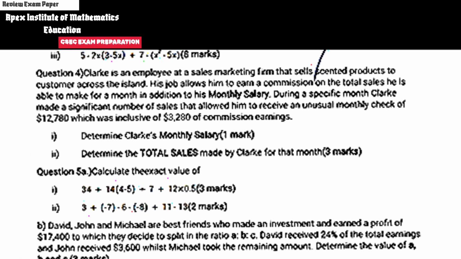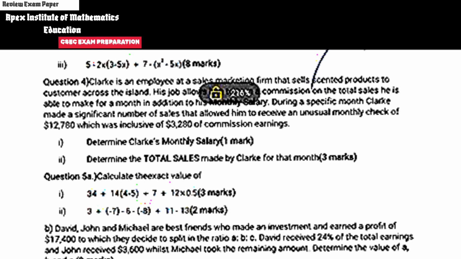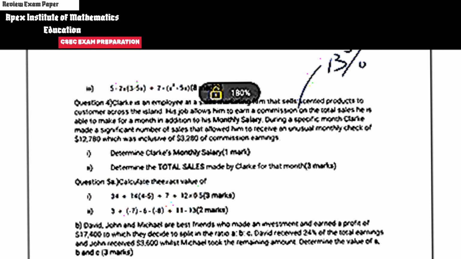So question 4, let's zoom out a little bit. Okay, gotcha, there we have it. So Clark is an employee at a sales marketing firm that sells scented products to customers across the island. His job allows him to earn a commission, and I must pause here for a second.